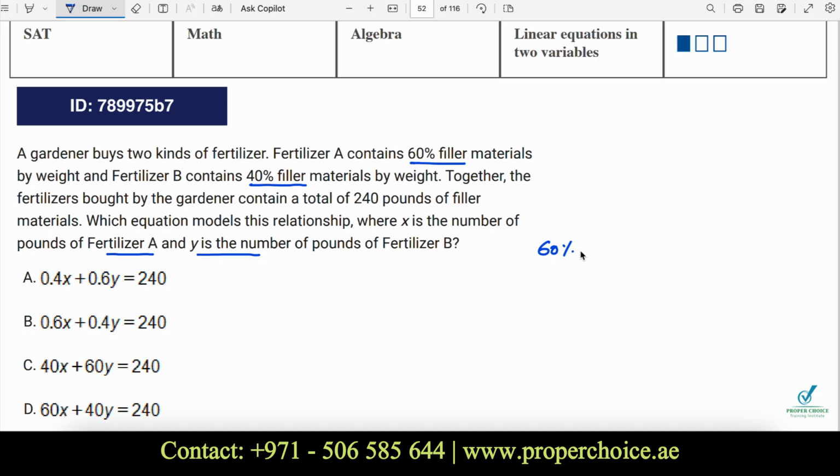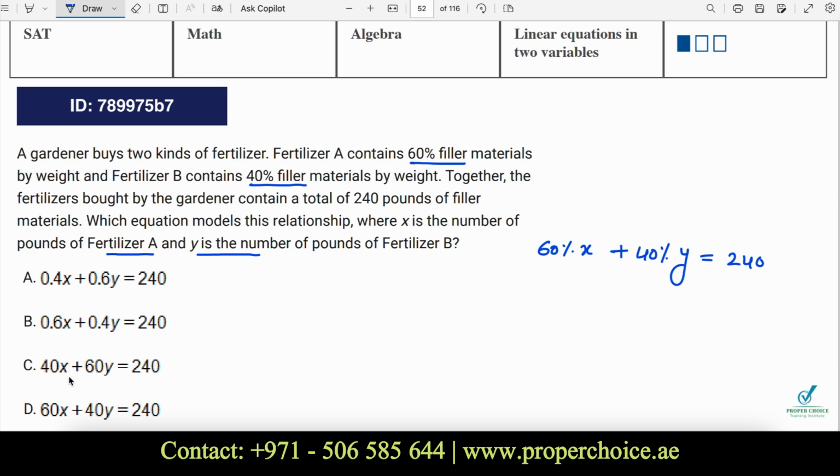60% of the total weight corresponds to fertilizer A, which is x pounds, plus 40% of the total weight corresponds to fertilizer B. The total weight of fertilizer B is y pounds. This combined weighs 240 pounds. That itself is the equation. Which one is the choice?